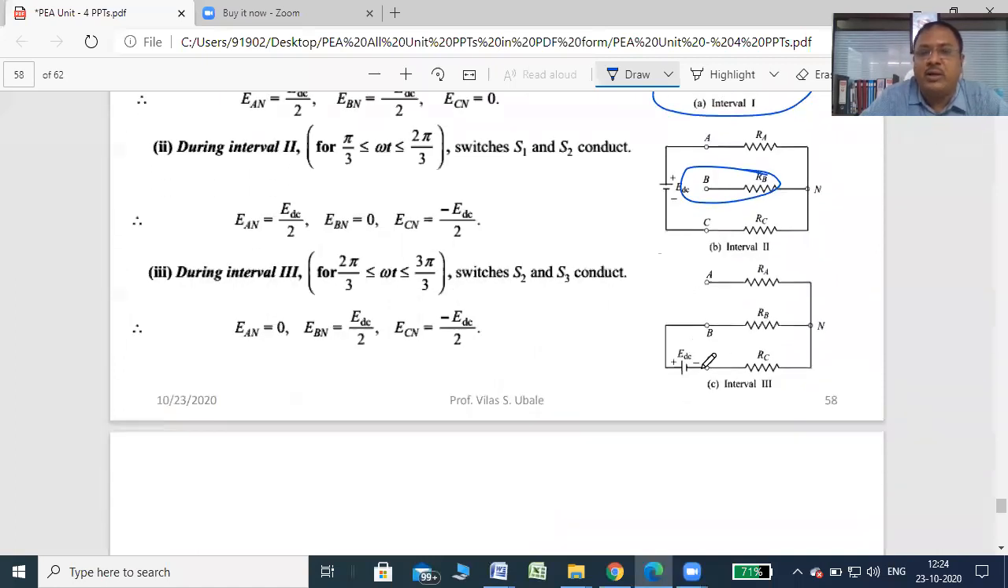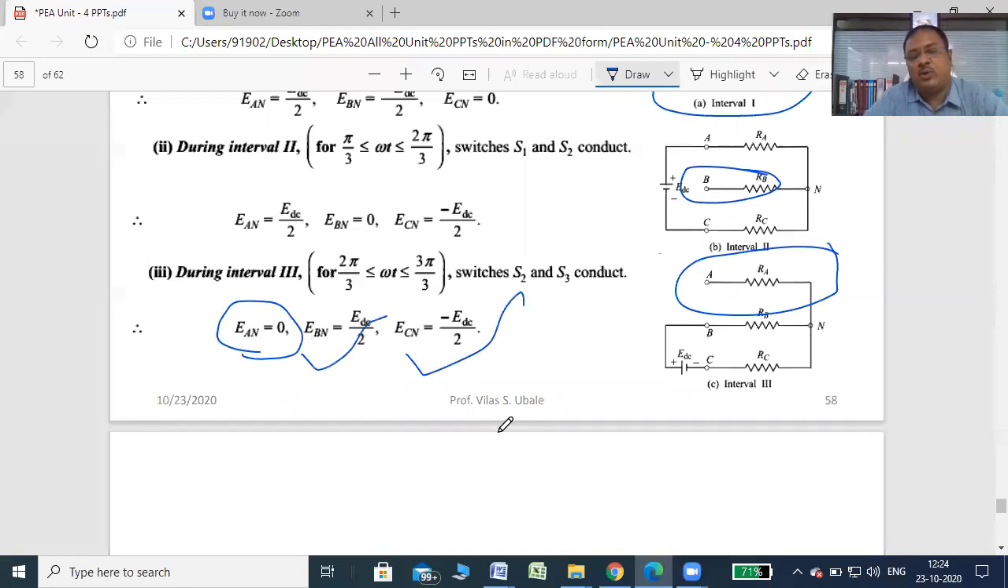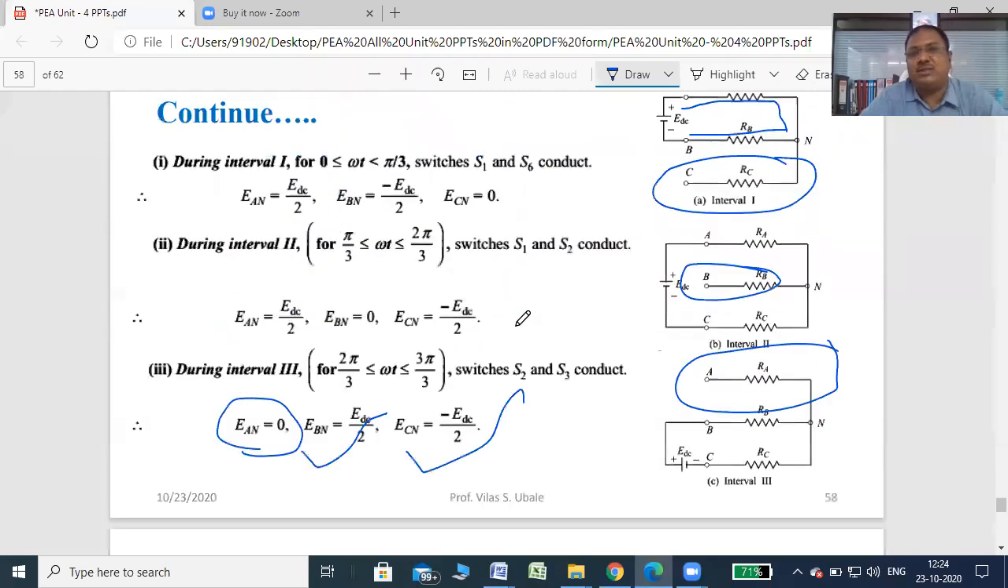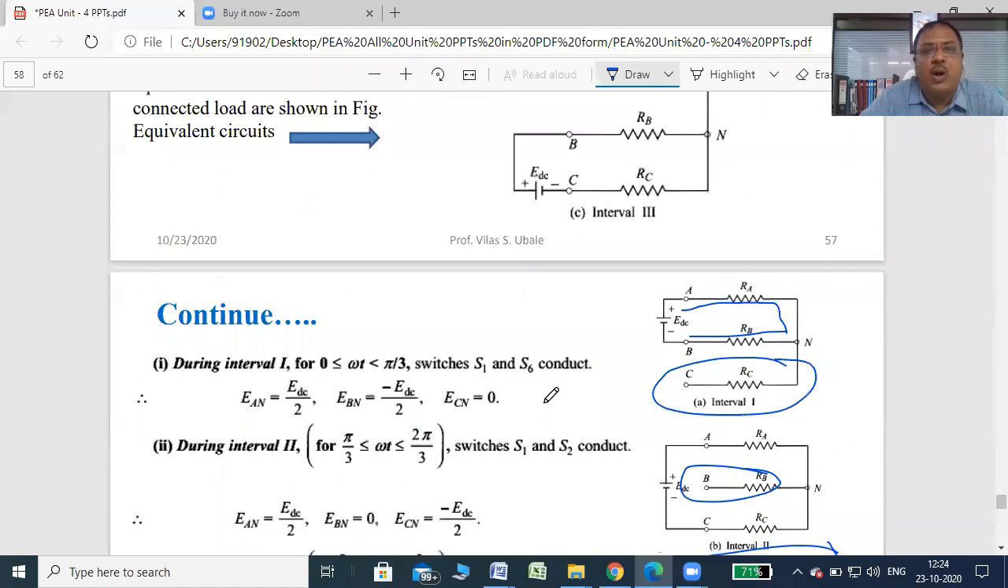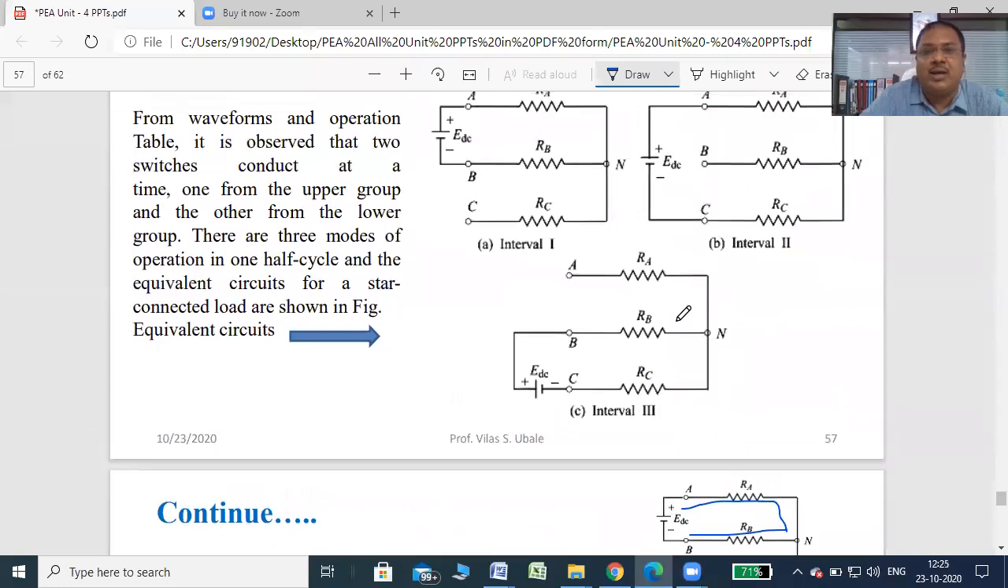And in the third one, EBN is positive, ECN is negative, and EAN is 0. See, EAN is equal to 0, EBN is positive, and ECN equals minus EDC by 2, that is negative. So this is about the working of this 120 conduction mode with the help of its equivalent diagram.